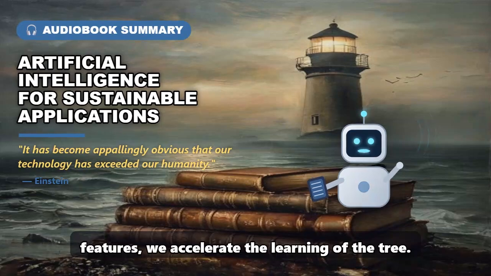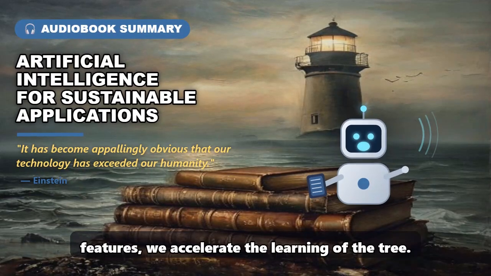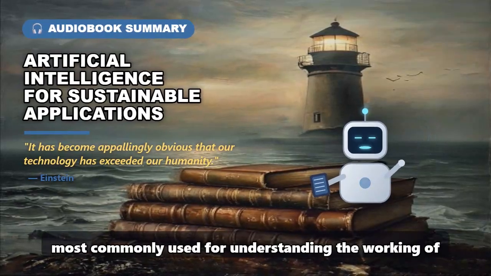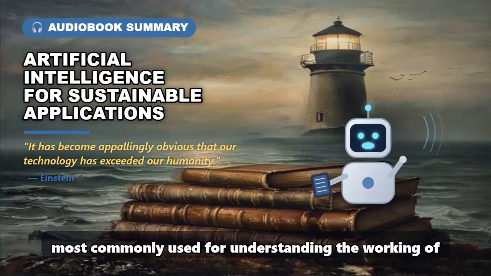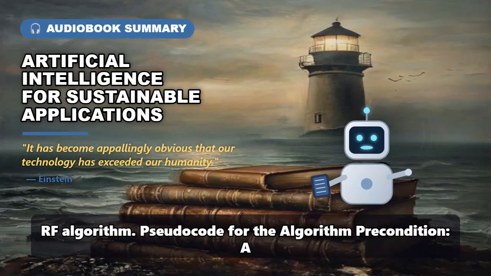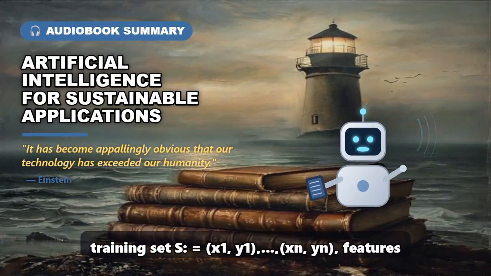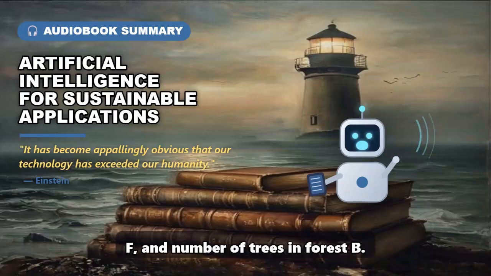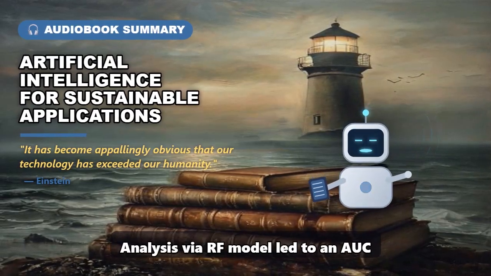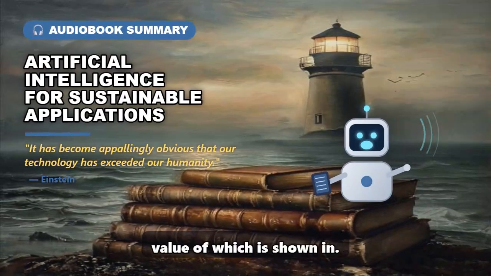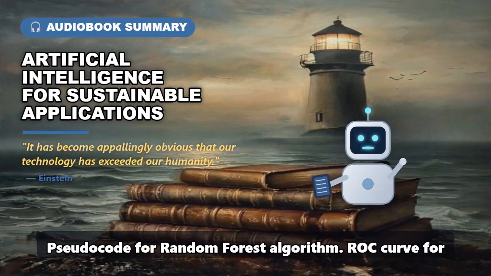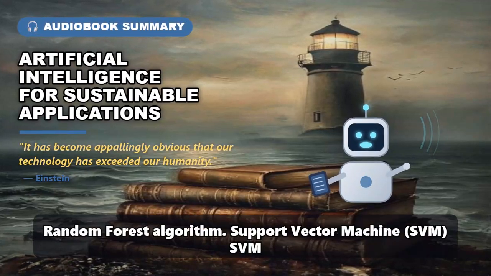The below pseudocode is publicly available and is most commonly used for understanding the working of the RF algorithm. Pseudocode for the algorithm. Precondition: a training set S equals (x1, y1) through (xn, yn), features F, and number of trees in forest B. Analysis via the RF model led to an AUC value, which is shown in the ROC curve for random forest algorithm.